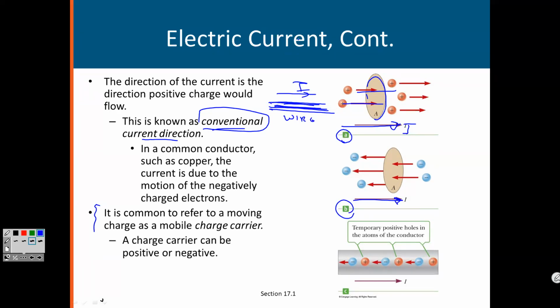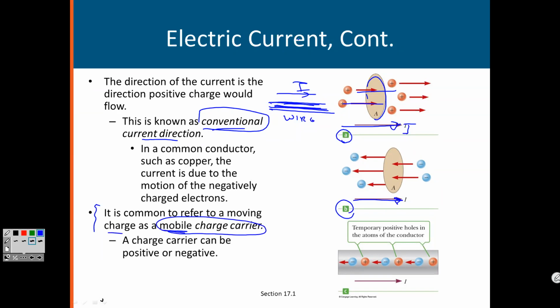In a metallic conductor like a copper wire, whenever there is a current flowing, what is the charge carrier? It is the electron. Because protons are fixed to the atom nucleus, they are not free to move. Only the free electrons, the metals have free electrons, are moving through the metallic wire. So we refer to the moving charges as the mobile charge carrier.